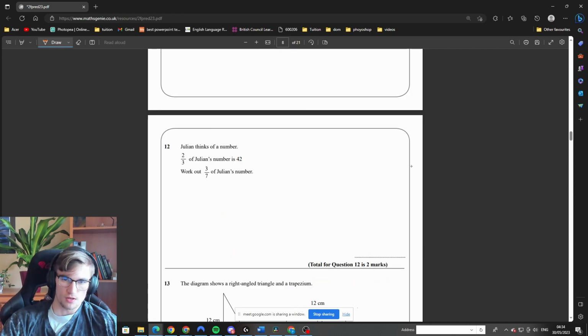Julian thinks of a number. 2/3 of Julian's number is 42. Work out 3/7 of Julian's number. Interesting. I'll call Julian's number X, okay? I don't know what it is, so I'm just calling it X. So I'm told that if I do X times 2 over 3, so 2/3 of x, gives me 42, right?